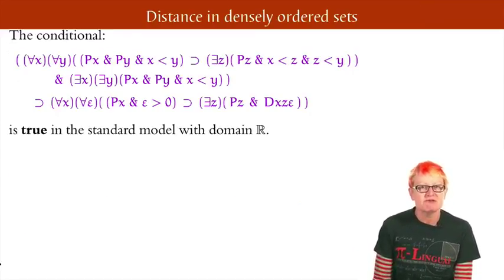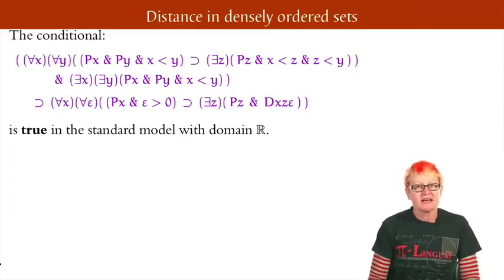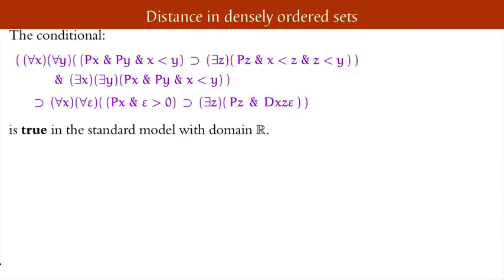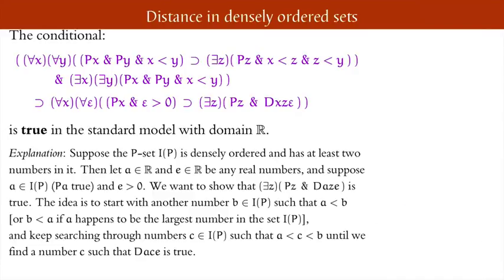Now, this conditional can be fully formalised in predicate logic, as shown, and it is true in the standard model of the reals. To see why it is true, suppose the P set is densely ordered and has at least two numbers in it. Then let A and E be any real numbers, and suppose A is in the P set and E is greater than 0, positive. We want to show that the formula, there exists Z, PZ and DAZE is true.